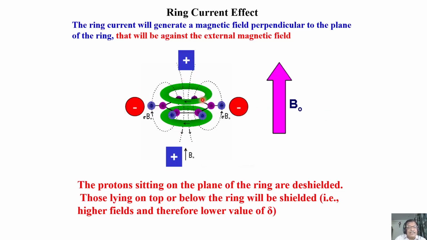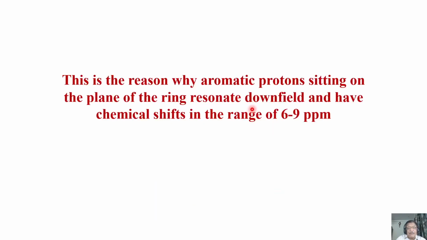So if I take a ring system of a molecule, if somehow a proton, because of a substitution or attachment of another group, comes and sits above this ring, it moves to high field because it gets shielded. If I have a proton just situated in the plane of the ring, then what happens? It moves downfield. This is exactly what happens.